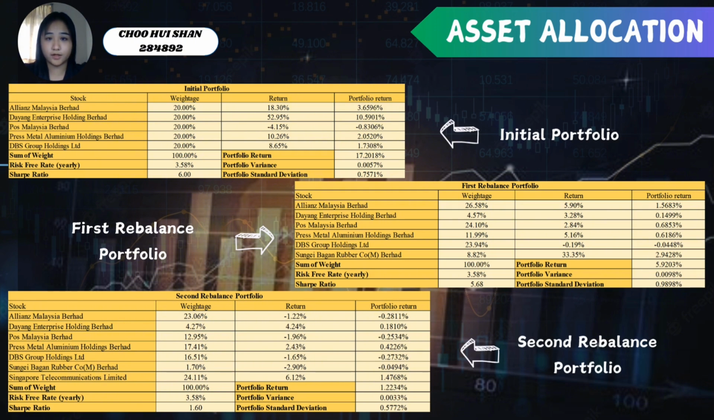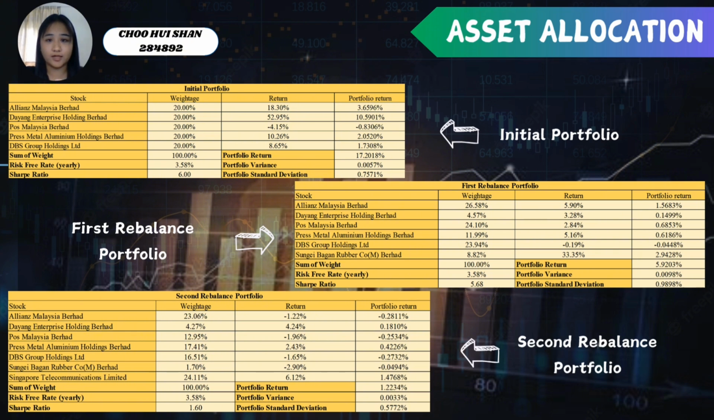since all of the stocks recorded positive CAPM values. In the initial portfolio, all of the stocks have a positive portfolio return, while only Pos Malaysia Berhad has a negative portfolio return with a value of negative 4.15%. As a result, the stock of Sungai Bagan Rubber Company was added to this portfolio. Having an expanded stock selection in a portfolio might lower the overall risk while reducing the consequences of underperformance on the whole portfolio. Following that, the international stock, Singapore Telecommunication Limited, was also added to this portfolio with a greater weightage since it has a low value of beta but a high expected return among the stocks.